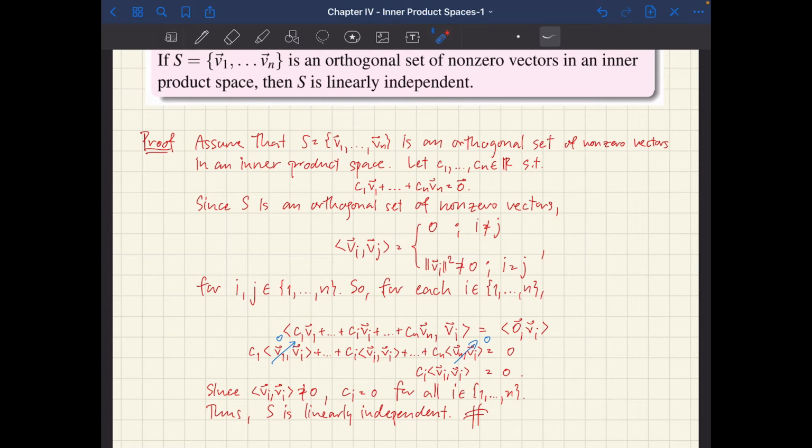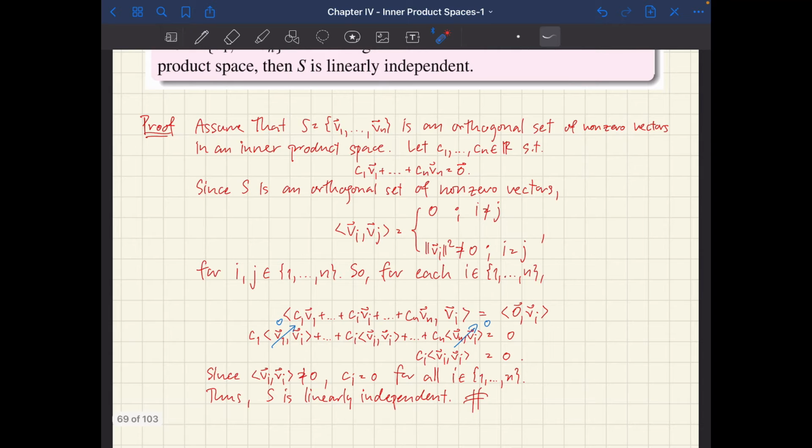So how? You need to calculate, right? But this one is very easy because S is an orthogonal set. So we will use the inner product to help us find the values of C1 to Cn. Okay, so how? We will use the inner product. We take the inner product of both sides.